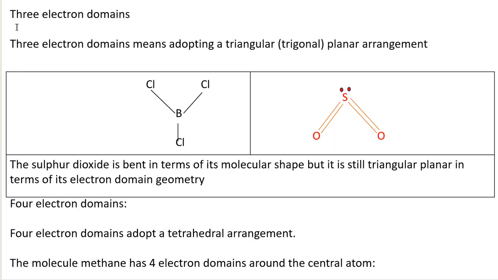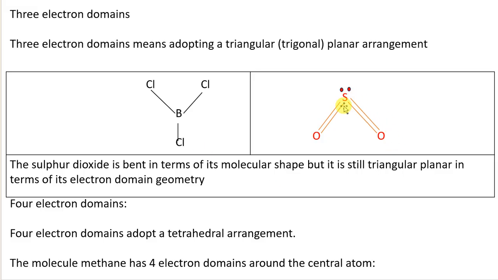Three electron domains. Remembering with electron domains, it doesn't matter if the electrons are in a bonding system, or if they are a non-bonded pair. Three electron domains means adopting a triangular planar arrangement. You could say trigonal planar arrangement. I see that with BCl3. Three sets of electrons, three electron domains.